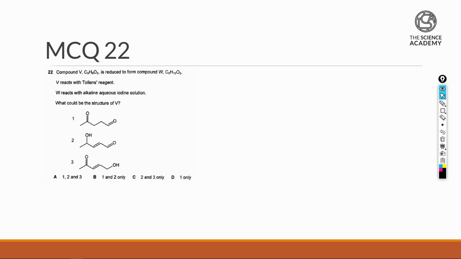MCQ 22, we're going to take a look at some of the conditions for this question. So we have two compounds here. The first one, compound V, has the ability to react with Tollens reagent. Now, Tollens reagent requires either an aryl aldehyde, which is an aldehyde that's attached to a benzene ring, or an aliphatic aldehyde.